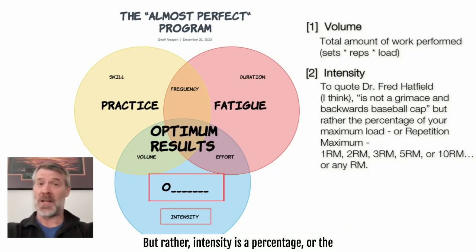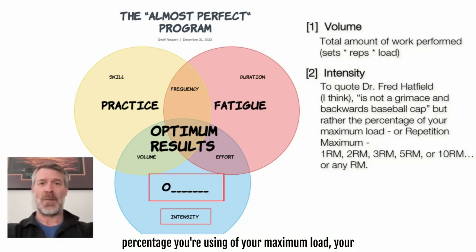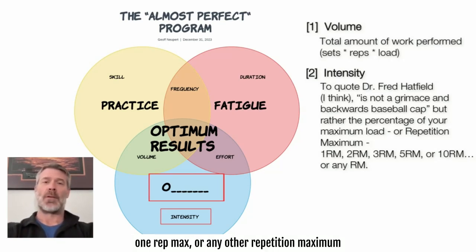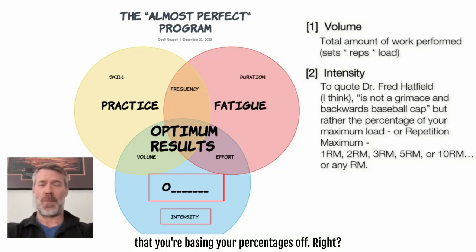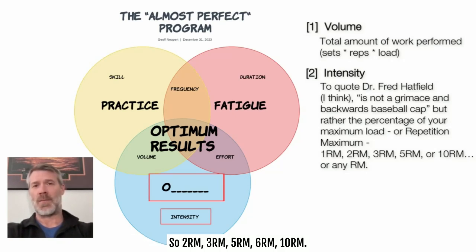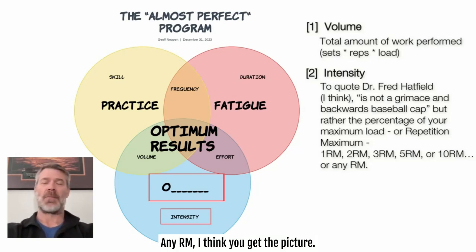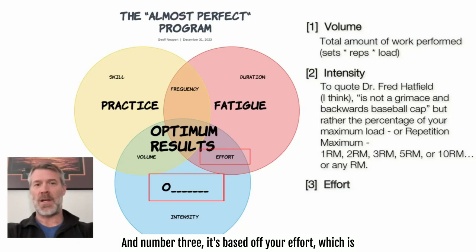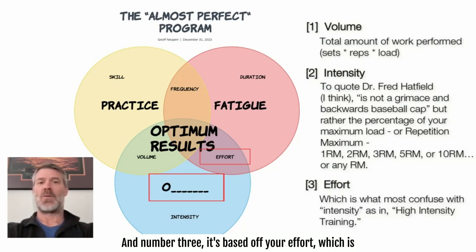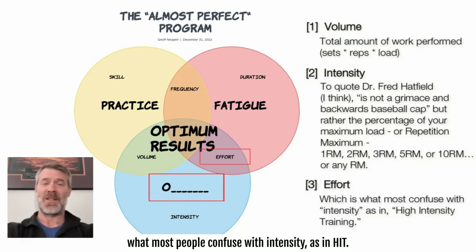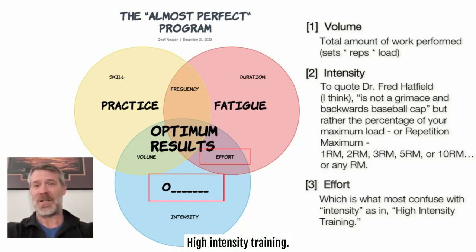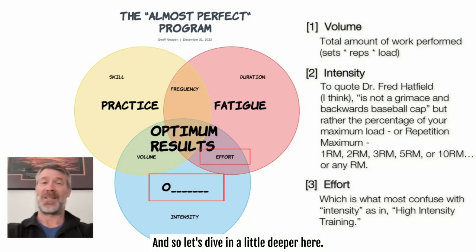But rather, intensity is the percentage you're using of your maximum load, your 1 rep max, or any other repetition maximum that you're basing your percentages off, right? So 2 RM, 3 RM, 5 RM, 6 RM, 10 RM, any RM. I think you get the picture. And number 3, it's based off your effort, which is what most people confuse with intensity, as in HIIT, high intensity training. That is the quick overview, right? So volume, intensity, and effort. And so let's dive in a little deeper here.